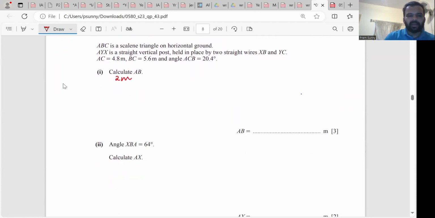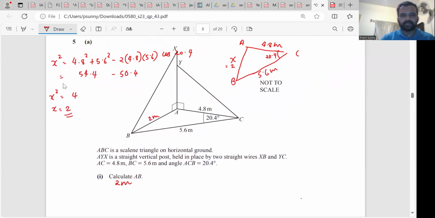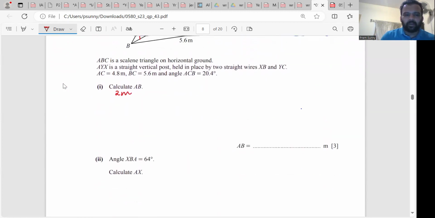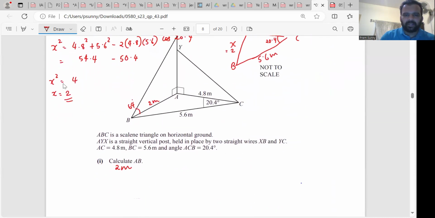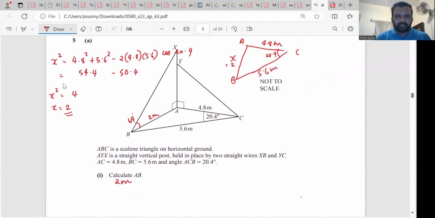Moving on, angle XBA is given as 64. Angle XBA means this angle is given as 64 degrees. And what do we have to find out? We need to find out AX. In this case, I'm going to consider this triangle XBA. It's a right angle triangle, so I'm going to draw the right triangle separately. So this is X and this is B and this is A. We know this angle over here is 64 degrees. We know this is 2 meters and AX is what we need to find out.